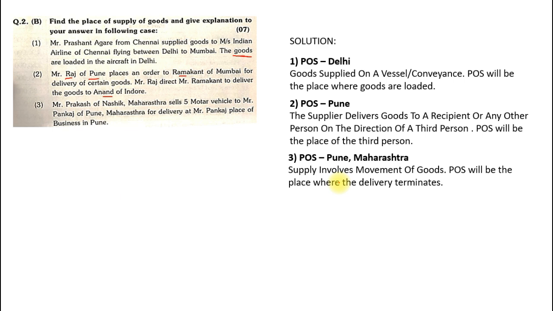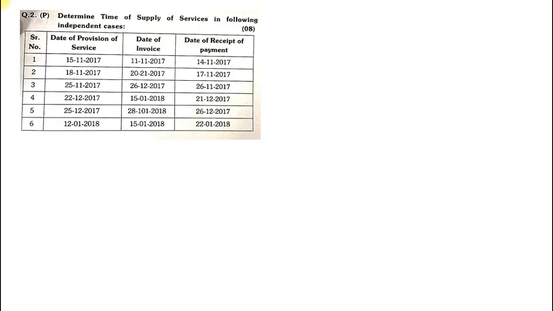Again, very simple. You just have to remember the rules. Based on the rules, you can solve any kind of sum. This was question number 2B of the question paper. I hope everyone has understood question number 2A and 2B. One was based on time of supply of goods, and this is place of supply of goods. Now let us see the next question in question number 2, question number 2P. Now let us solve question number 2P.